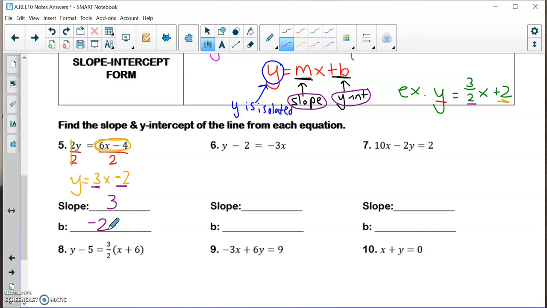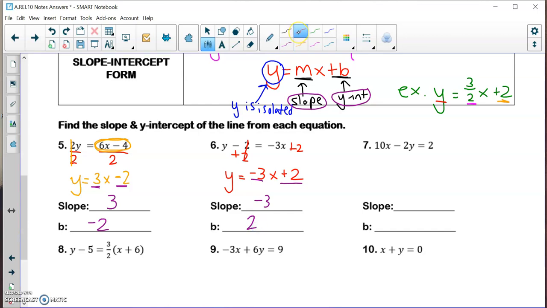All right, looking at number 6. Y is not isolated, so this is not in slope-intercept form yet. I'm going to add 2 to both sides to get y isolated. And I have a negative 3x plus a 2 on the other side. My coefficient of x is my slope. My constant is my y-intercept.